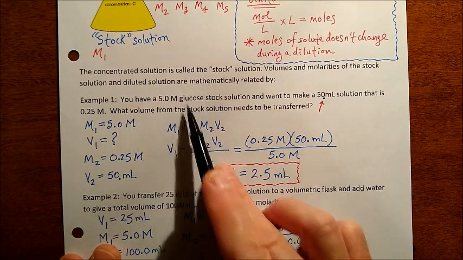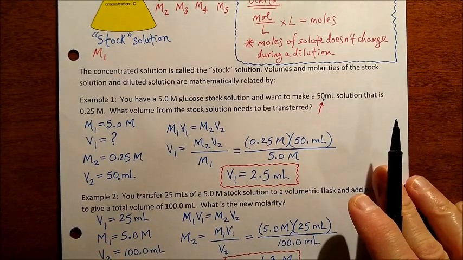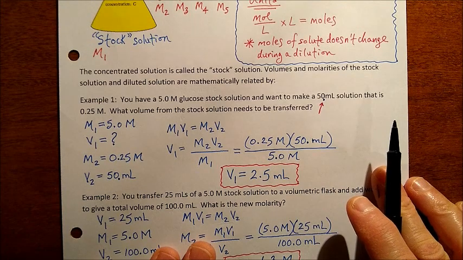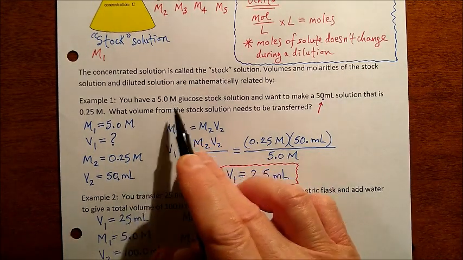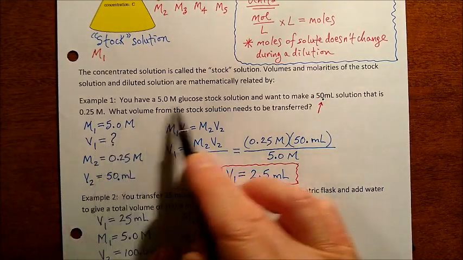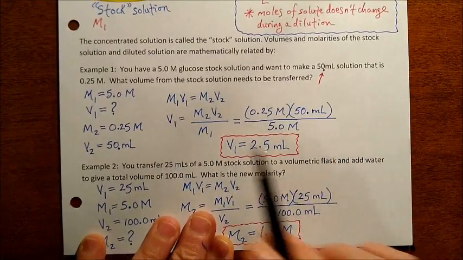What volume of the stock solution, how much of this do you need to be transferred? Well, you figure out how many moles are present in the original, how many moles of stock solution do you need? So as long as you label everything correctly using this notation, you can't go wrong.